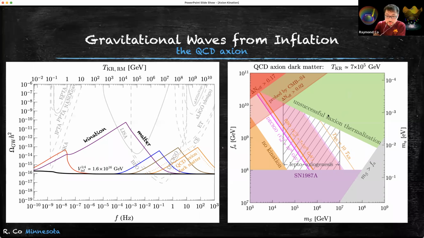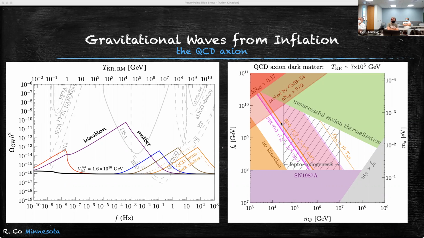And on the right-hand side, let me just show you one scenario where we put everything together and see the region that can be probed and so on. The vertical axis is the decay constant, and the horizontal axis is the mass of the radial mode of the axion, meaning the saxion in supersymmetry. And this hatched region is where we're able to explain the baryon asymmetry using lepto-axiogenesis. T_KR is predicted to be around 10 to the 6 GeV from the QCD axion dark matter requirement of kinetic misalignment. And what is shown here is that you see two thick lines, BBO and DECIGO.